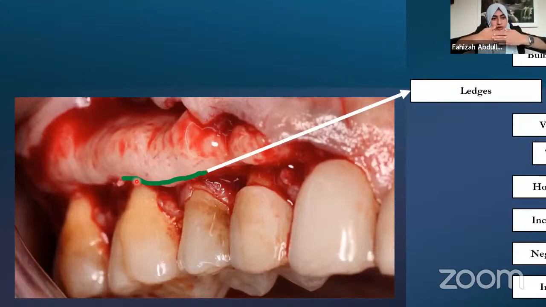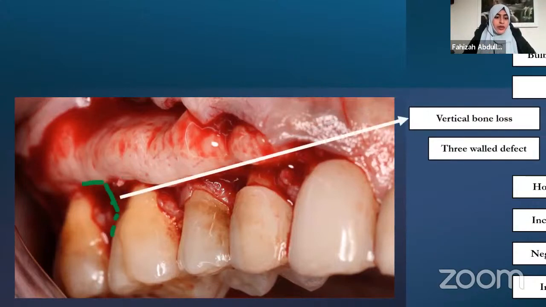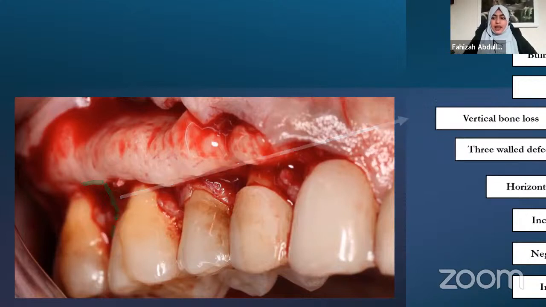So when you have a ledge, periodontal pathogens can go and build a house over there and stay there forever. So periodontal disease will start growing over there as well. The next probable defect over here is the vertical bone loss, which we also examined radiographically. And it was a 3-wall defect, which was seen in the radiograph as well as clinically.